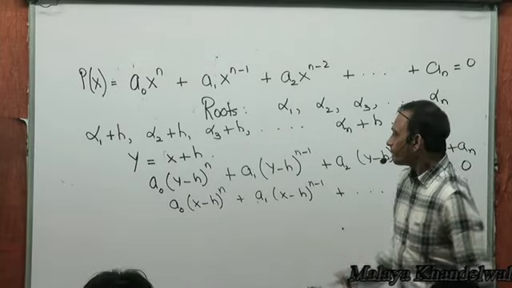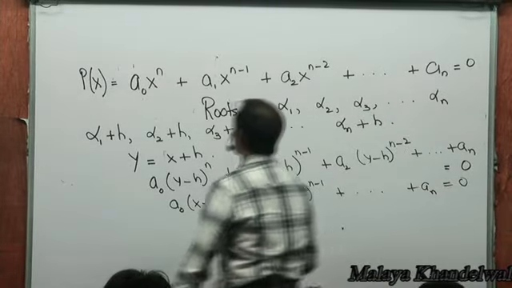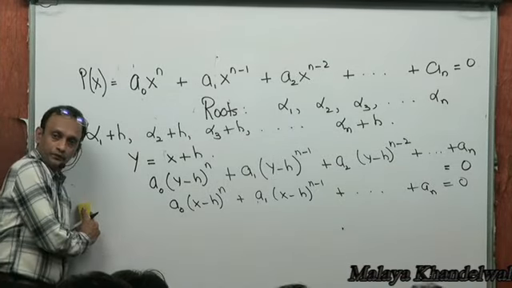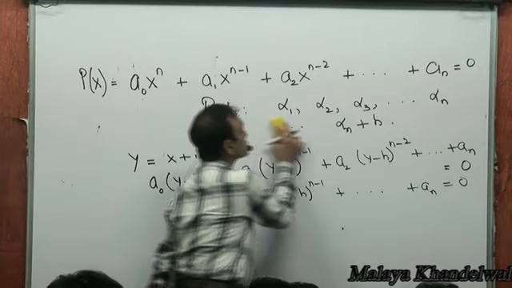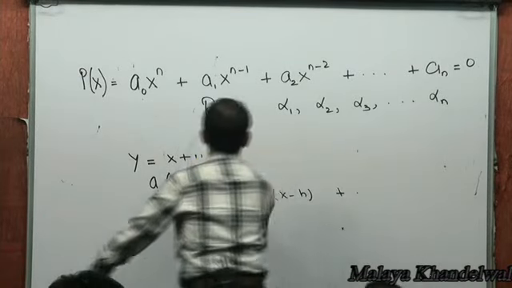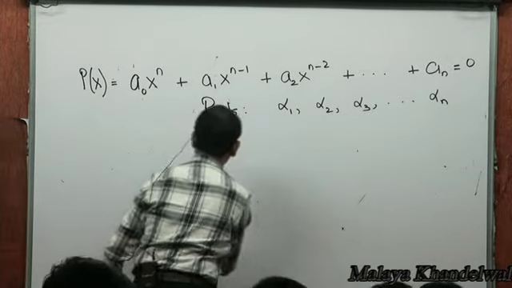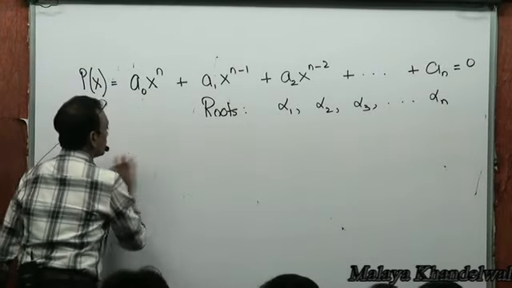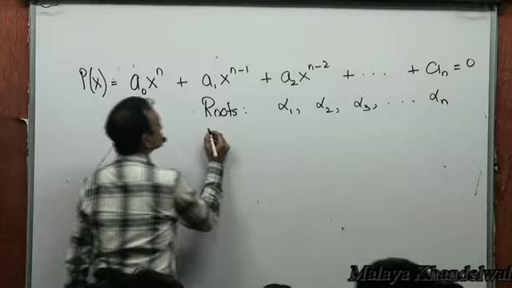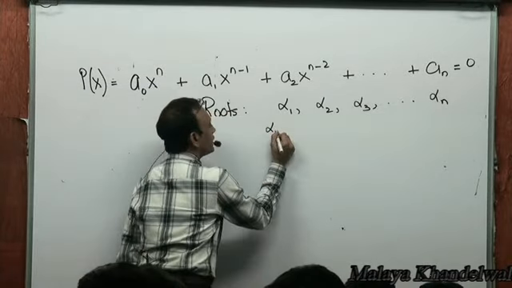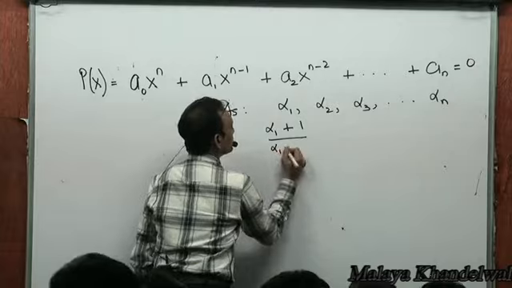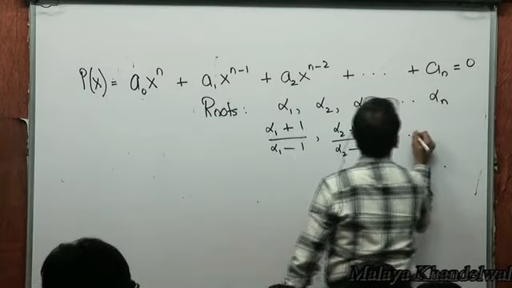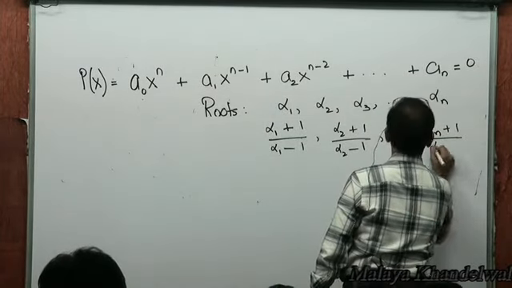Clear? So now, once you understand this, clear? Suppose I want a transformation of the following kind. I want the roots to be alpha 1 plus 1 by alpha 1 minus 1, alpha 2 plus 1 by alpha 2 minus 1, alpha n plus 1 by alpha n minus 1.